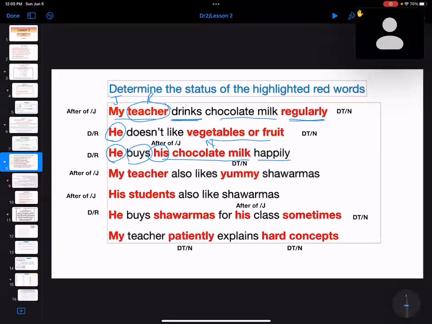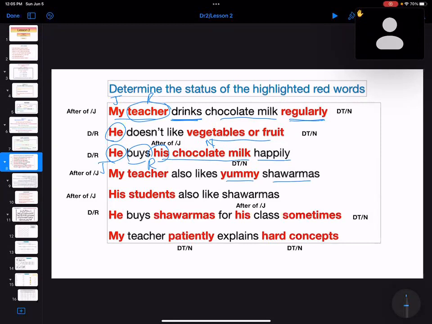Next one, my teacher also likes yummy shawarmas. The same thing we already did. The teacher is rafa over here, right? And my is jar. And what about him? He likes yummy shawarmas, right? So this is basically detail.